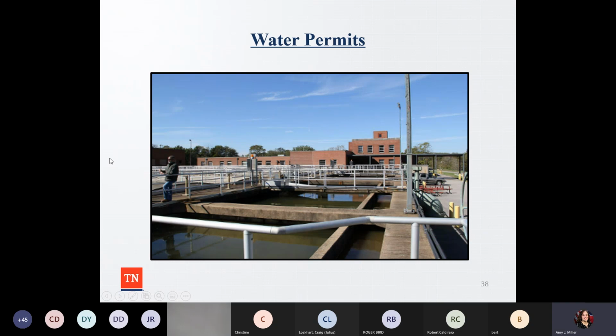So water permits. Water permits are kind of fun because sometimes people, when we're talking about different kinds of development, don't always think about floodplain management. So you'll see sometimes where we have in here, hey, what about floodplain management?